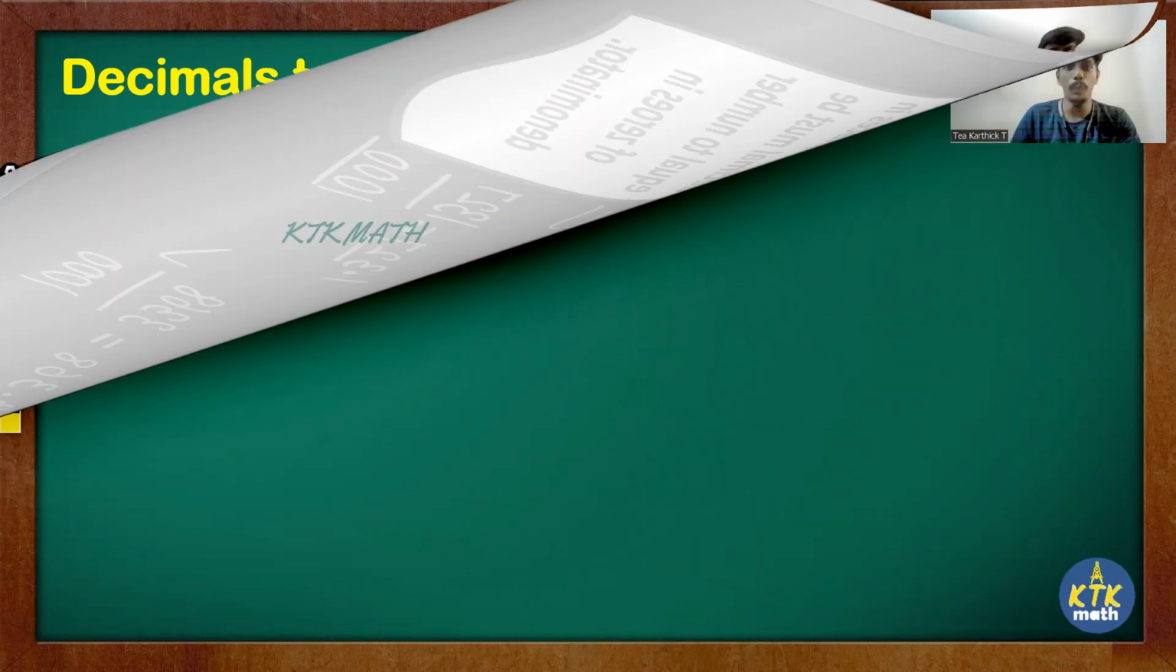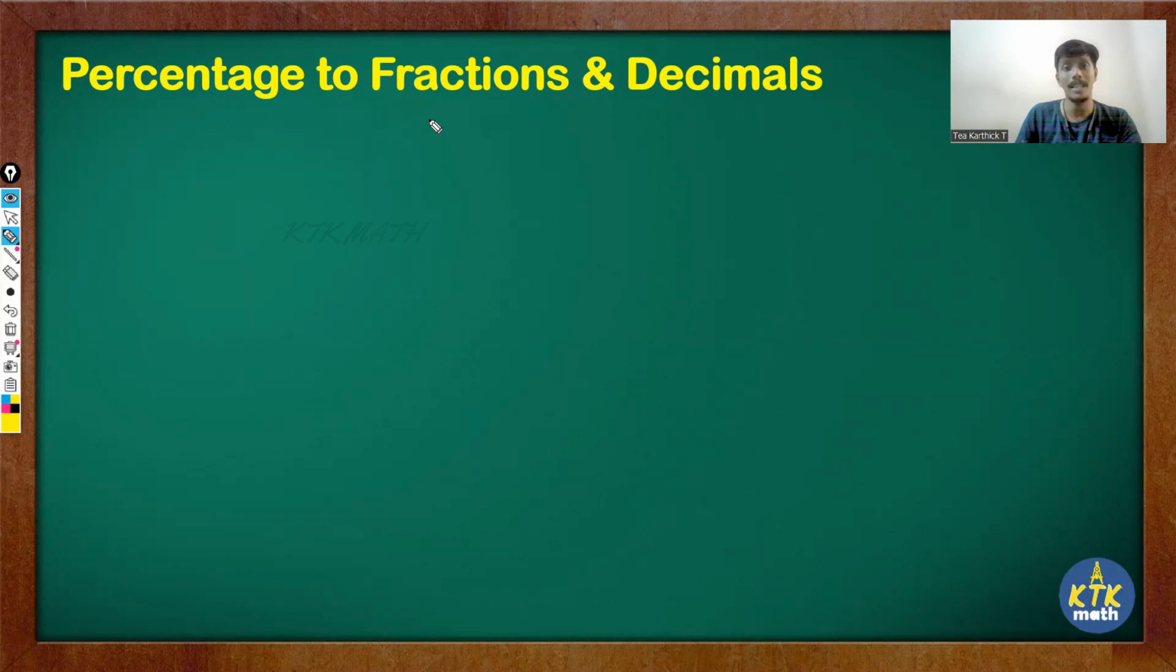Now we'll get into percentage to fractions and decimals at the same time, because we know the relationship between fractions and decimals already. So percentage will convert into fraction and decimal at a time. Those who don't know what percentage is: percentage is nothing but always divided by 100. That is in simple words I'm explaining. The perfect definition for percentage is for every 100.